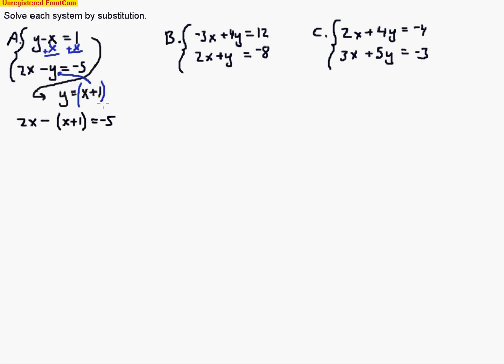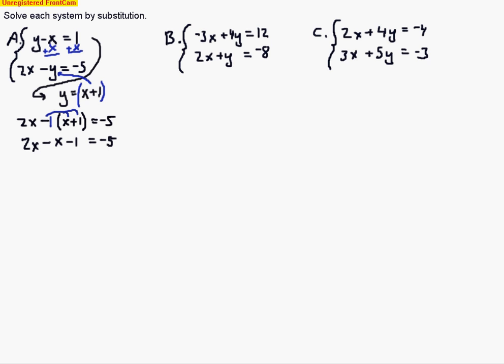Now I have to do that because this minus y is the same thing as the opposite of y. So remember what number you can put between a minus sign and a variable, or a minus sign and a parenthesis? 1. 1 was that number. And we have to distribute that over that sum. So when I do that, still left with 2x, but now it's a minus x minus 1 equals negative 5.